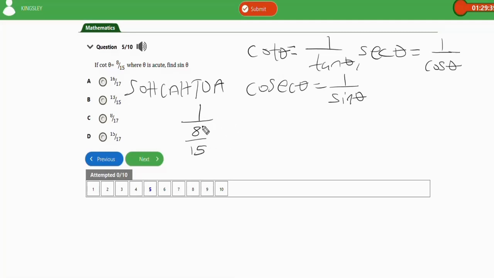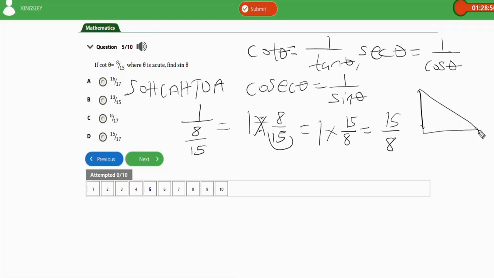When you represent this in another format, this is the same thing as 1 divided by 8 over 15. So you change this to multiplication, you invert what you have here. This will give you 1 times 15 over 8, which will give you 15 over 8. So we have simplified cot theta now, and you see that we need to find sine theta. To find sine theta, basically we need to get the hypotenuse. Remember, this is the right angle triangle.